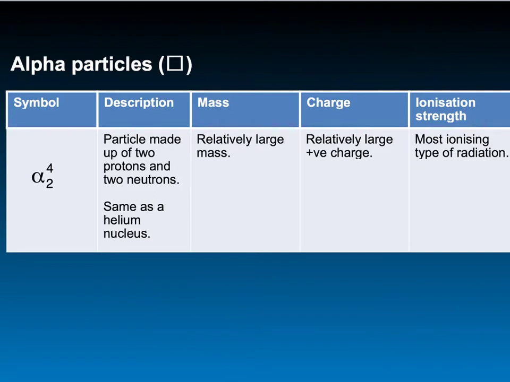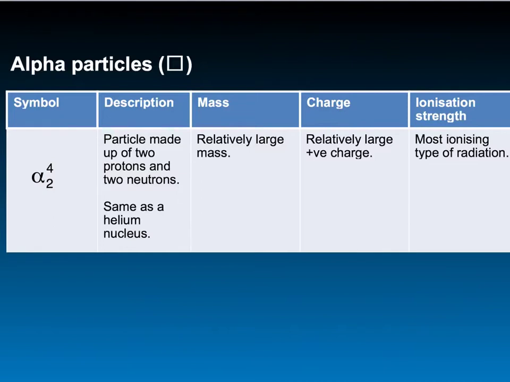Okay, so now we're going to talk about the three types of ionizing radiation. The first type of radiation we're going to discuss are alpha particles. They are given the symbol alpha. They have a mass number of 4 and a proton number of 2. They have the same nucleus as a helium atom. There are no electrons around the alpha particle, so it's just the nucleus. So the particle is made up of 2 protons and 2 neutrons.